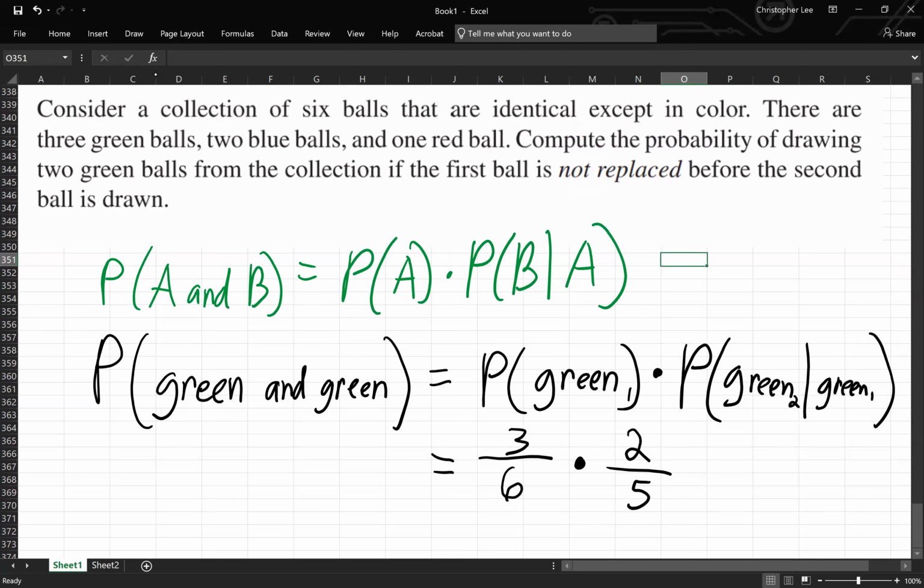Multiply it, 3 times 2, 6 over 6 times 5. These cancel out, so 1 over 5. Y'all got calculators, y'all can do that. That ain't hard.